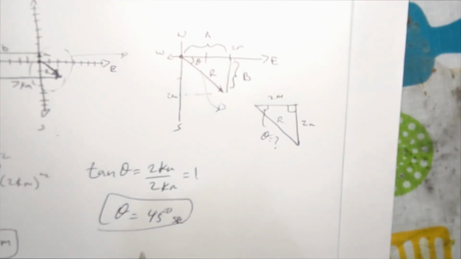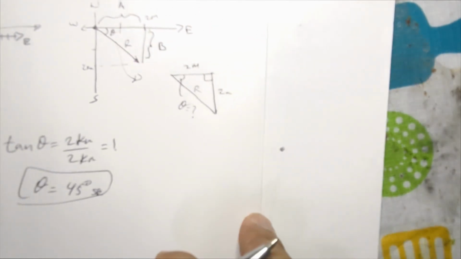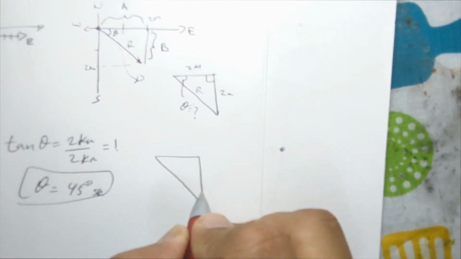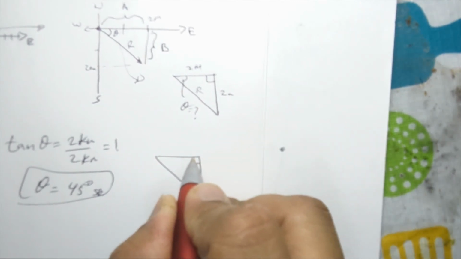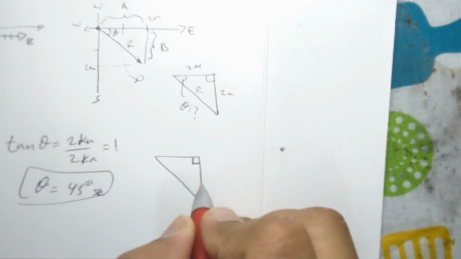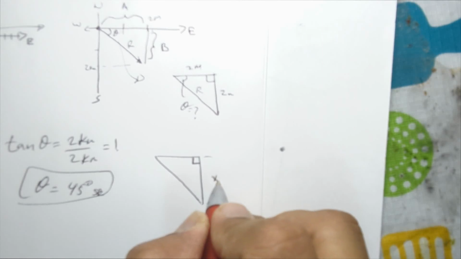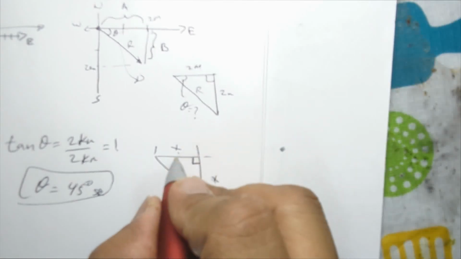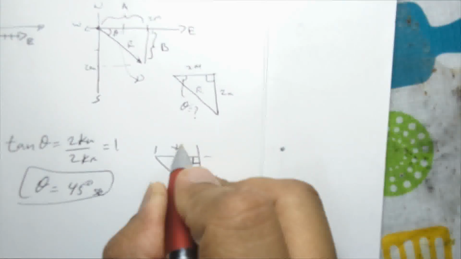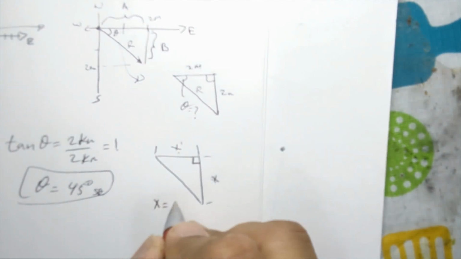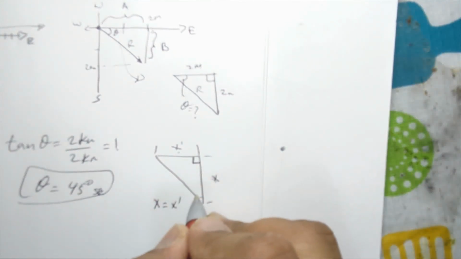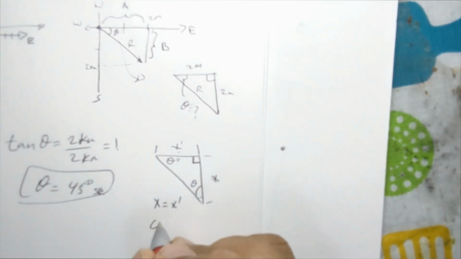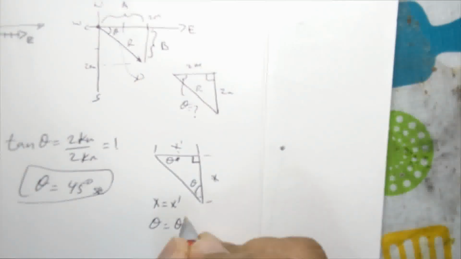Now I just want to give one more tidbit of information, another way to solve it from a logic point of view. So this is a right angle. This length here, let's call it x, and this length here, let's call it x prime. If x is equal to x prime, what happens to the angles? This theta is equal to theta prime as well.